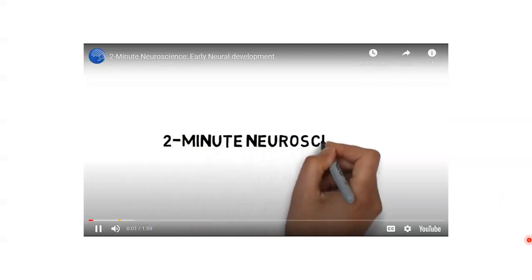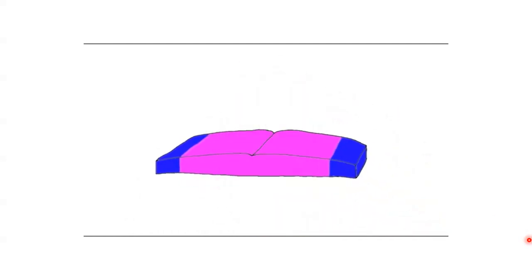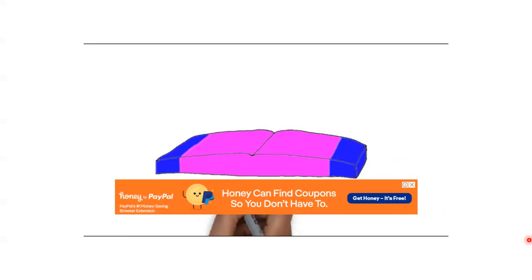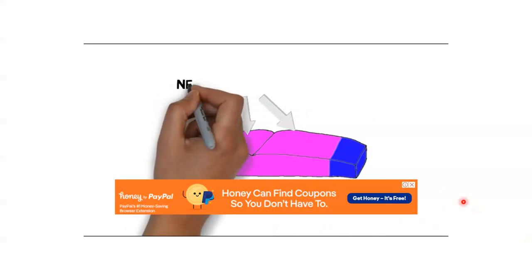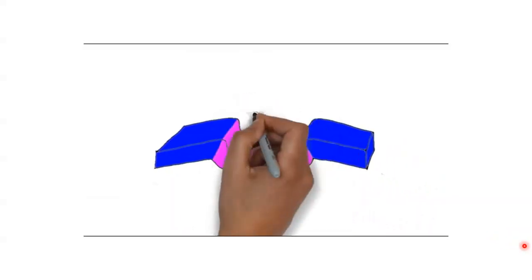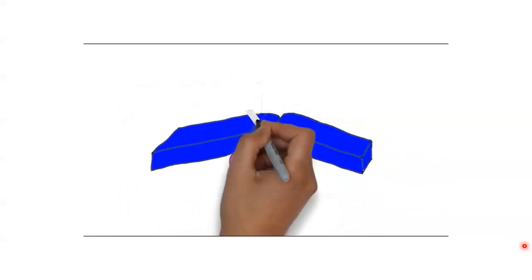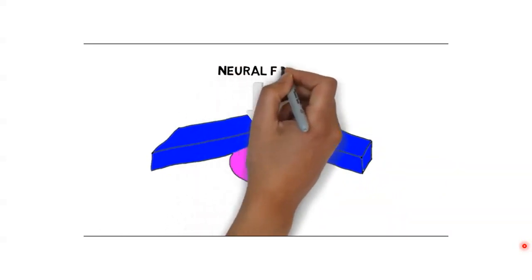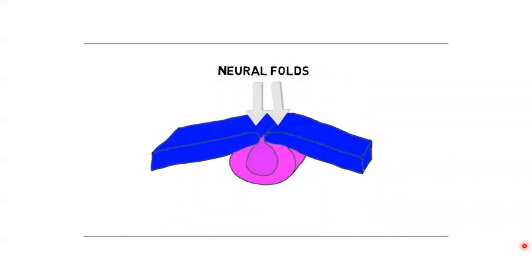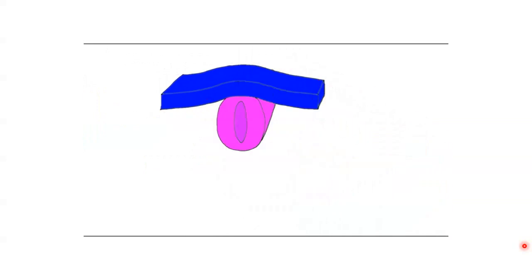Welcome to 2 Minute Neuroscience, where I simplistically explain neuroscience topics in 2 minutes or less. In this installment, I will discuss early neural development. The development of the nervous system begins at around the 3rd week of embryonic development, when an area of the ectoderm, or the outer tissue layer of the embryo, thickens and forms what is known as the neural plate. This plate begins to fold inward, forming a groove called the neural groove. The sides of the neural groove, known as the neural folds, begin to come together. At the end of the 3rd week, the folds will begin to fuse together. By the end of the 4th week, they have completely fused together to form the neural tube, which will eventually become the brain and the spinal cord.